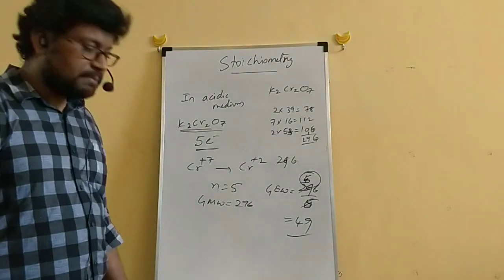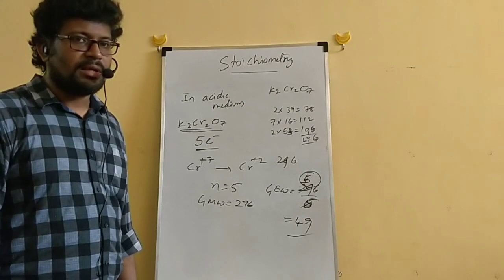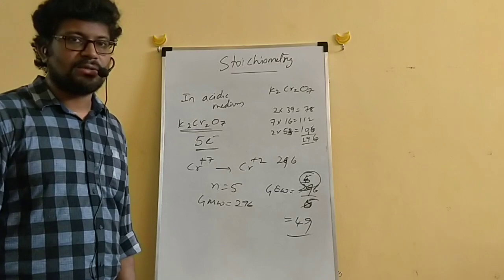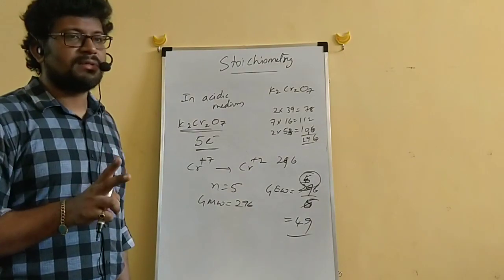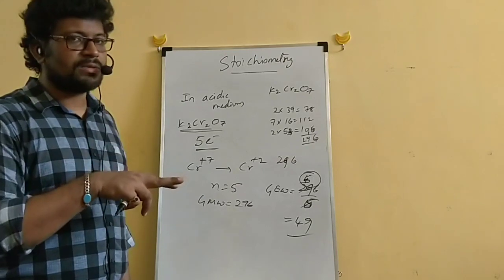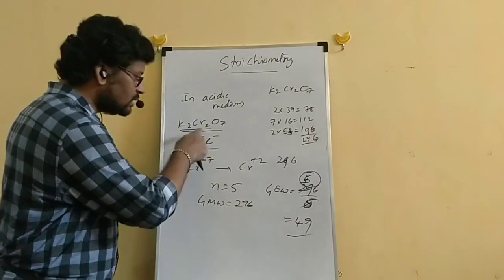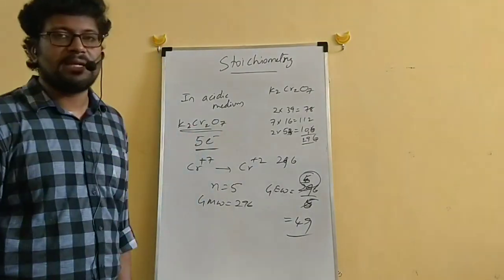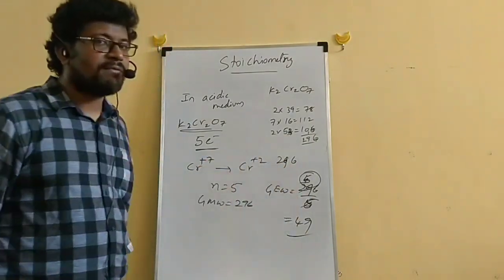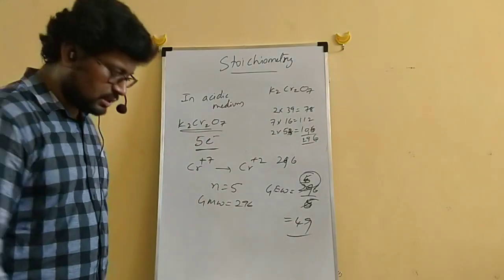For basic and neutral medium, I will give the table of columns. You can remember according to that. For K2Cr2O7, and the same way we can give for KMnO4 also. So I will send that regarding KMnO4 in acidic, basic, neutral medium, and K2Cr2O7 in acidic, basic and neutral medium to you. According to that, if we know the n value, we can easily find the gram equivalent weight. Gram equivalent weight is equal to gram molecular weight divided by number of electrons involved. This is happening in redox reactions. Okay? Next.